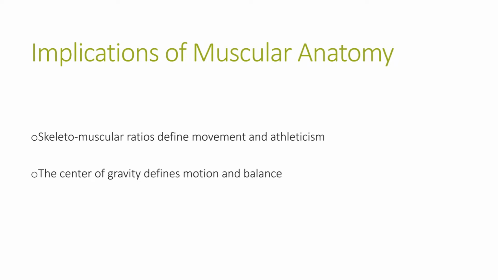Here's just a kind of things to consider when we think about implications of muscle and what it does. So first off, skeletal-muscular ratios define movement and athleticism. So always think about what you're designing. So when you sketch a character out and you think this looks cool, the next thing you need to think is, what can't she do or what can't he do? What are the limits? Based on what I've just designed, what are the implications for the way this character can move and what's the peak of their ability?